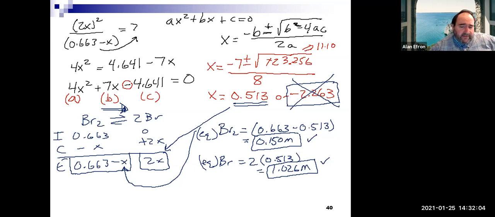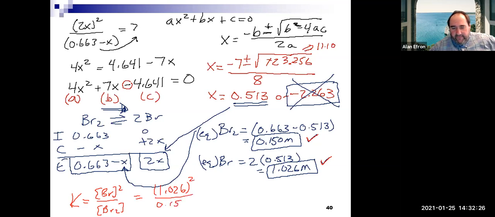So what you could do at the very end, if you have time, is now that these are the equilibrium concentrations, you could actually put them back into the equilibrium expression. And if we do that, we would end up with 1.026 squared divided by 0.150. And if you did everything correctly, it should come to about 7, which it does, 7.02-ish, which is about 7, right? With rounding, it should come pretty close to that.